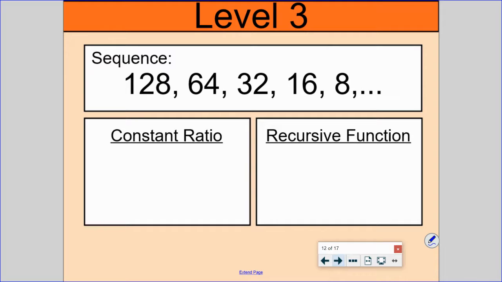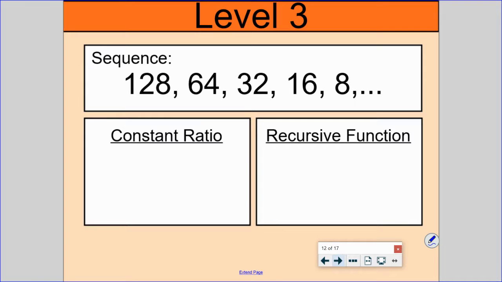All right. Well, this one is a little different because as you look at this and you look at 128, what am I going to multiply 128 by to get 64? Because remember, a constant ratio is something you're multiplying by every time. Well, when you look at this, it looks like you're dividing. 128 divided by 2 gives me 64. But what is another way to write that? Dividing by 2. What is something we can multiply?